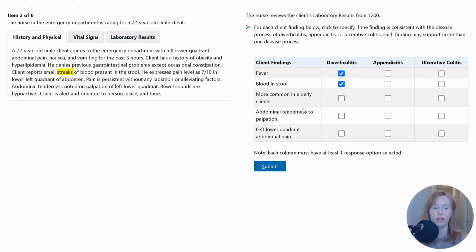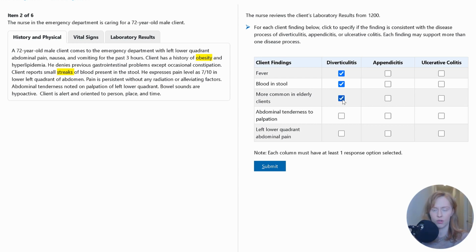Being more common in elderly clients. Yes, being obese, which he does have a history of obesity, and then being elderly are the 2 major risk factors for diverticulitis. I think a close third is maybe a low fiber diet. So yes, I would expect this to be more common in elderly clients.